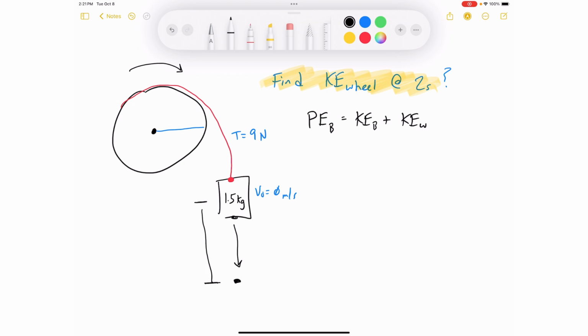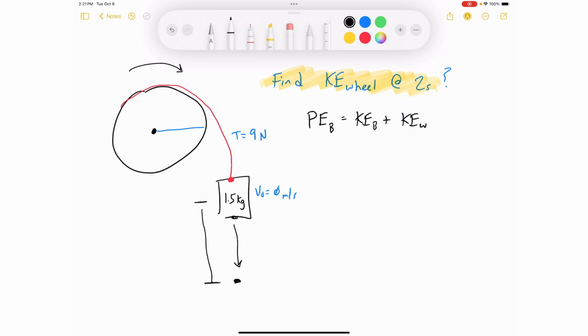If there were friction where the wheel was spinning in the center, then obviously some energy would be lost due to friction, due to heat. But in this scenario, there's no friction, so all the energy is accounted for. Okay, great. So I need to find out what the potential energy of the block is.